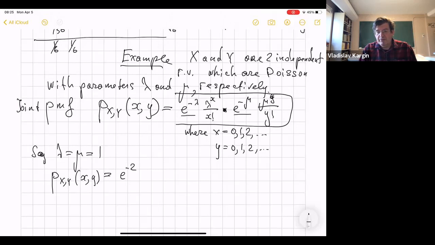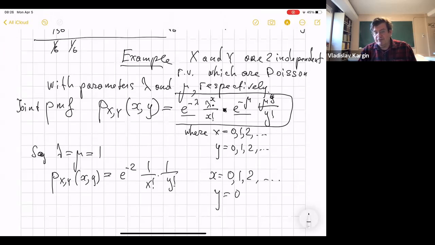Right? And here will be lambda to the power of x. Lambda is equal to 1, so 1 to the power of x is always 1, right? So we can ignore this lambda. So it will be 1 divided by x factorial. And also, since mu is also 1, we can ignore this 1 to the power of y. So we'll get here 1 divided by y factorial. Okay, so we'll get this thing. So x is equal to 0, 1, 2, and y is equal to 0, 1, 2, and so on.